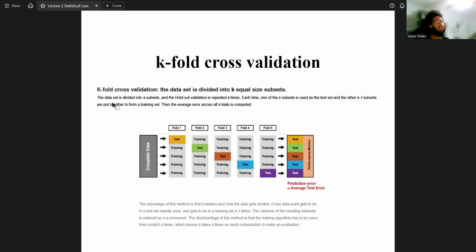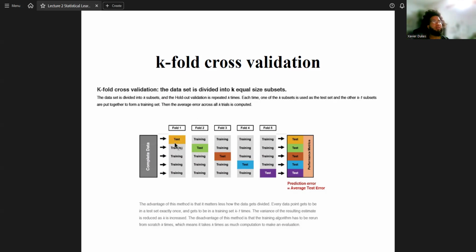The data is divided into K number of subsets, and the holdout validation is repeated k times. Each time, one of the k subsets is used as the test set and the other k minus one subsets, the remaining ones that aren't being used for testing, are put together to form a training set. Then the average error across all k trials is computed. And that will give you your validation results. How accurate was your model?